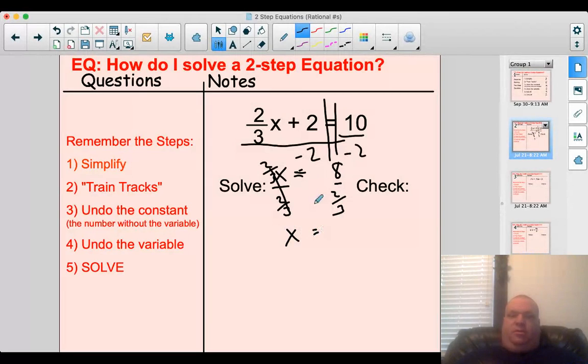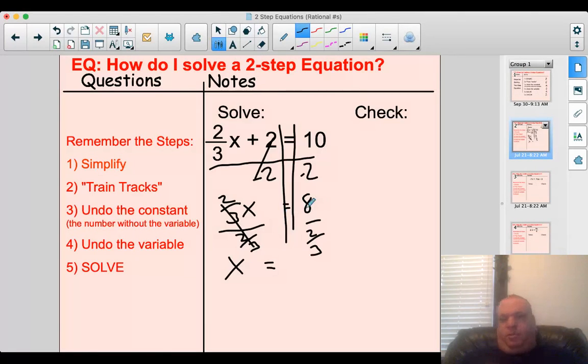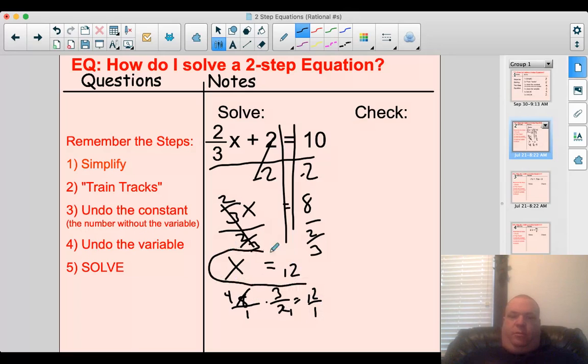So x equals, I'm going to bring this down, so I've got x on this side. I'm going to do 8 divided by 2/3. Remember, keep, change, flip means 8 times 3/2. Before I multiply, I'm going to see if there's anything I can reduce, and I can. 8 and 2 can both be divided by 2, so do that and get 4 and 1. 4 times 3 is 12. 1 times 1 is 1. 12 over 1 is just 12. So my answer is 12.